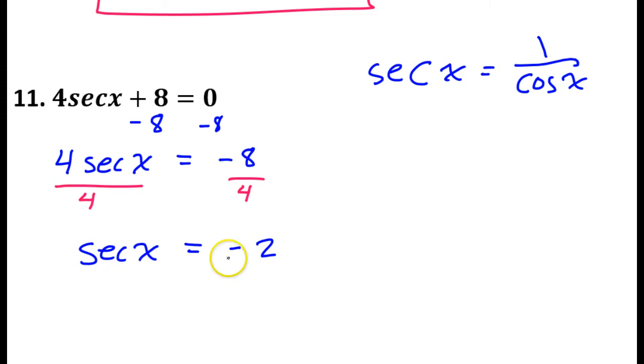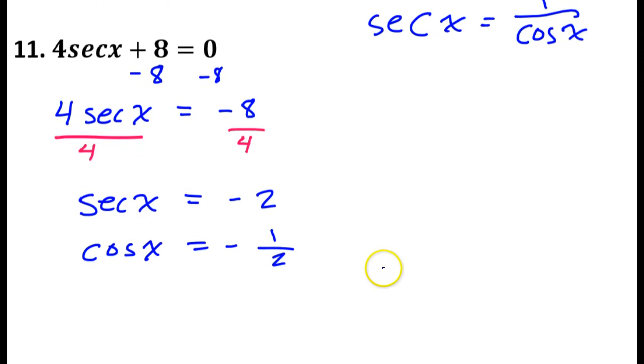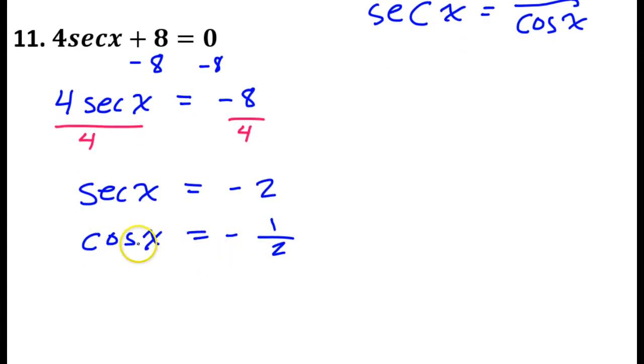So if I take the reciprocal of both sides of the equation, the reciprocal of secant is cosine. So if I do the reciprocal over here, I'm going to get the cosine. If I do the reciprocal of this, I'm going to get -1/2. So now I've done the reciprocal of both sides. So now it's time to answer the question. Cosine of what angle is equal to -1/2?